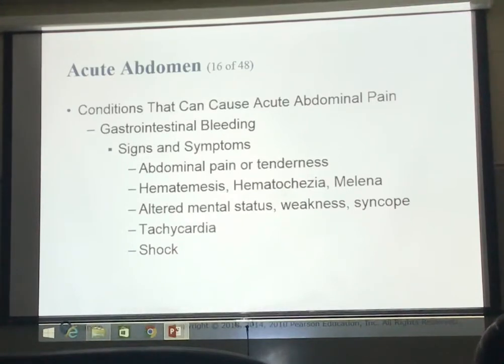Okay. So, some of the signs and symptoms of GI bleeding: abdominal pain, tenderness, the hematochezia, melena that we discussed, and altered mental status, weakness, syncope, tachycardia, and shock.